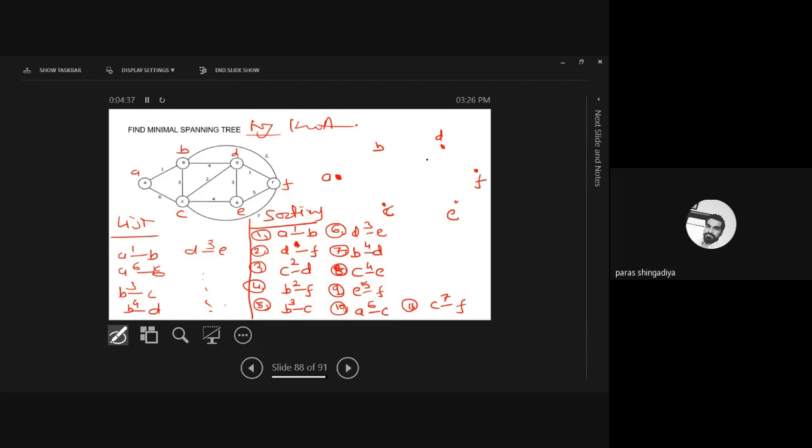Okay, that is the graph. And now let's start with the connecting. So A to B, that is weight 1. So connect it first. Okay. दूसरा one है D और F के बीच में. So connect it first. Okay. That is for 1 is done.